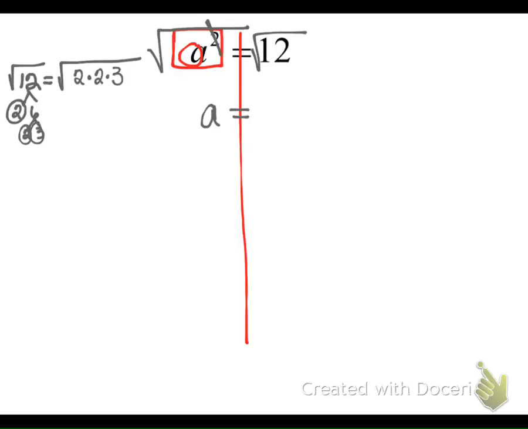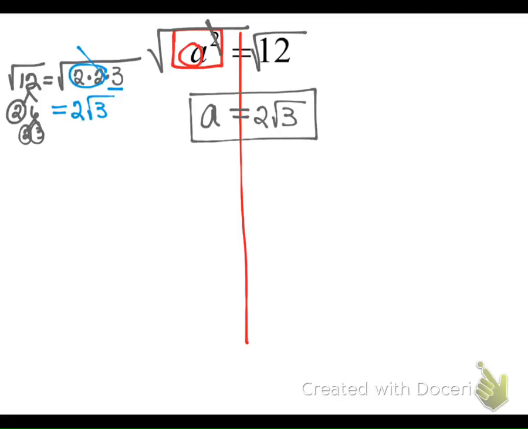Now, from here, what do I do with my factor pairs? I circle them, and then they become a single number as the coefficient, the outside number. And then whatever I have left over on the inside stays on the inside. So just like that, the square root of 12 in simplest form is going to be, a equals 2 square root 3.